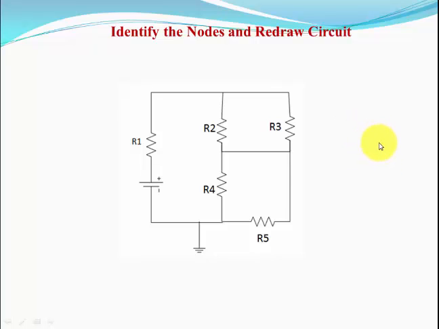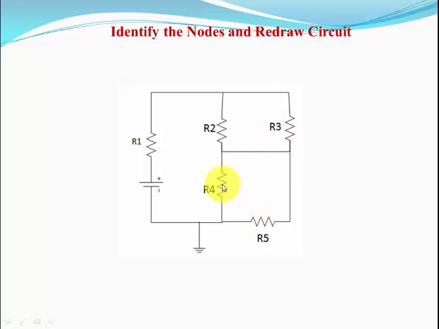For example, from the easy one, R2, R3, they share this node. They also share another node here. Remember we talked about if two nodes are connected by a wire, we consider that is one single node. So those two resistors connect in parallel.